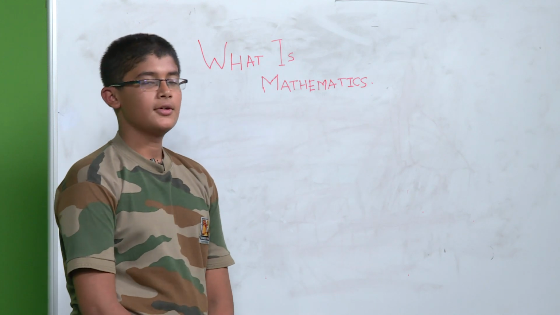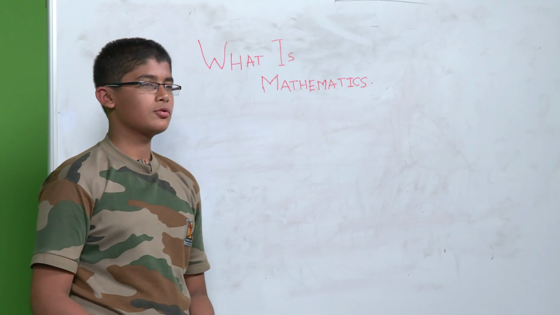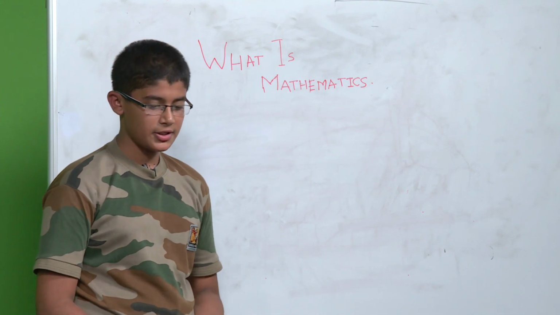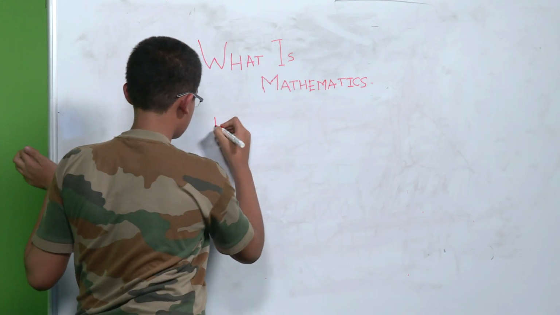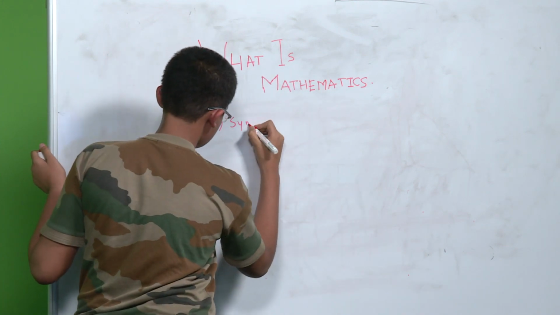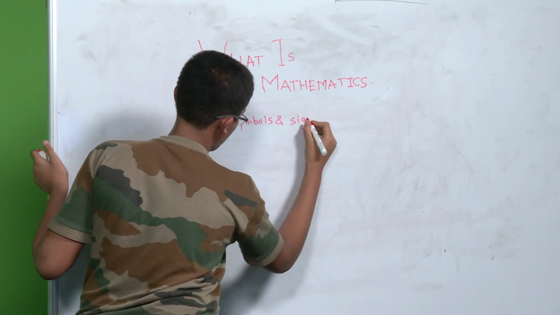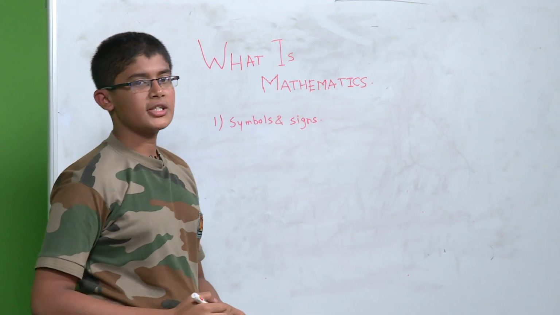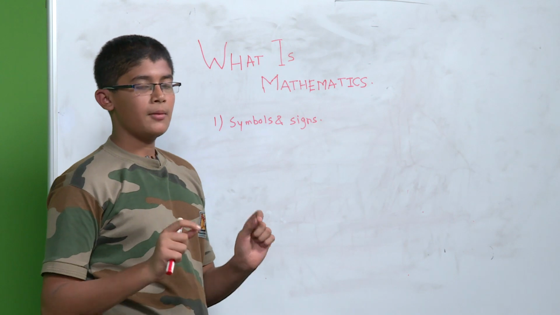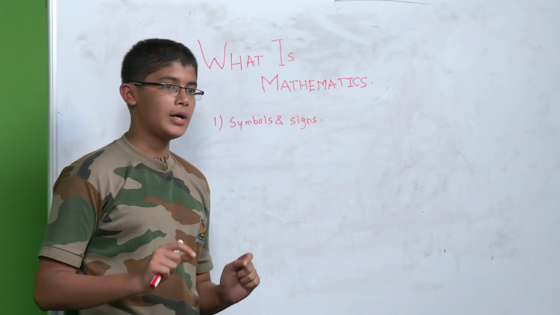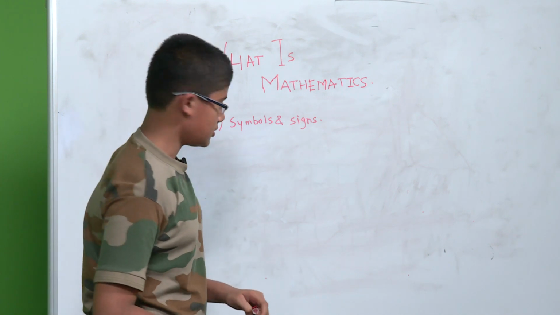Good morning. So today we are going to see what is mathematics. Simply, there are three parts of mathematics. The first part is symbols and signs. So what are symbols and signs? Simply, symbols and signs are representation of mathematical functions. Then the second part is equations.